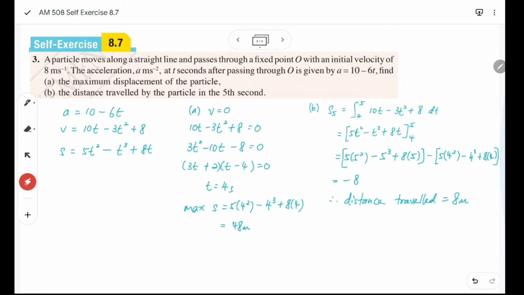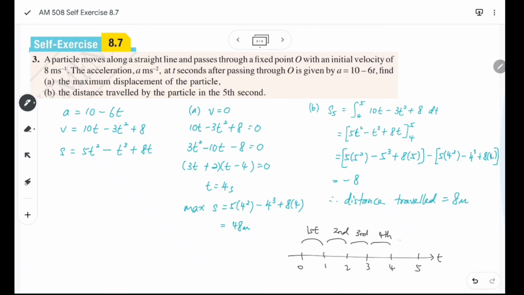So if we want the 5th second, it means we want the distance traveled by the particle from the 4th second to the 5th second. Alright, so we will see when t equals to 0, 1, 2, 3, 4 and 5. This is about t. Then this is first second, second, third, fourth and fifth, right? So I want the displacement, we are actually talking about the difference of displacement of S5 and S4.